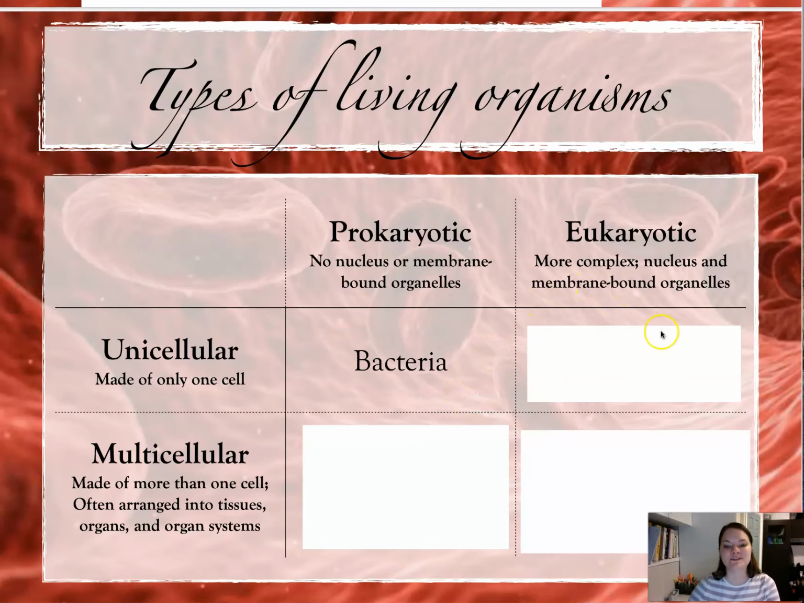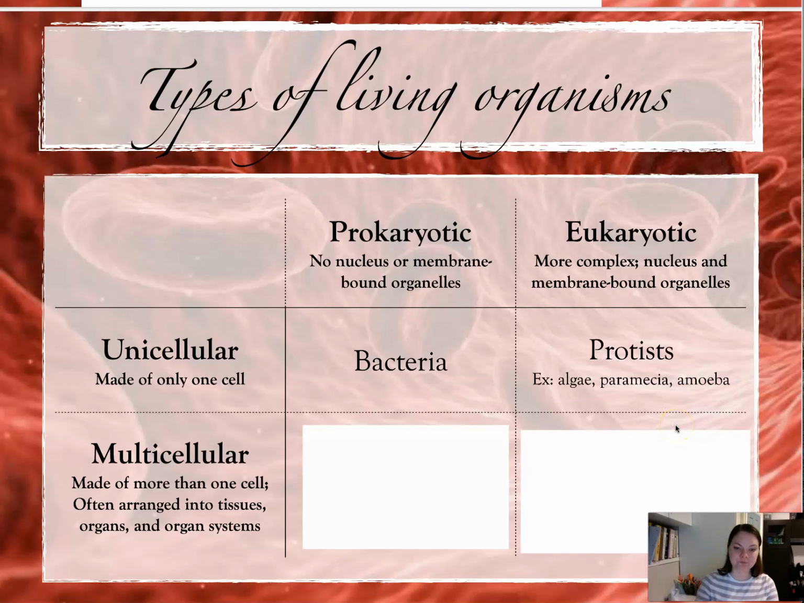The one that almost everybody forgets is the eukaryotic unicellular. They're the weird little guys that are kind of animal-like or kind of plant-like, but they're only one cell. And those guys collectively are called protists. So algae, paramecium, amoeba, all of those interesting little things that you probably heard about in 7th grade, but never really talked about what they were.